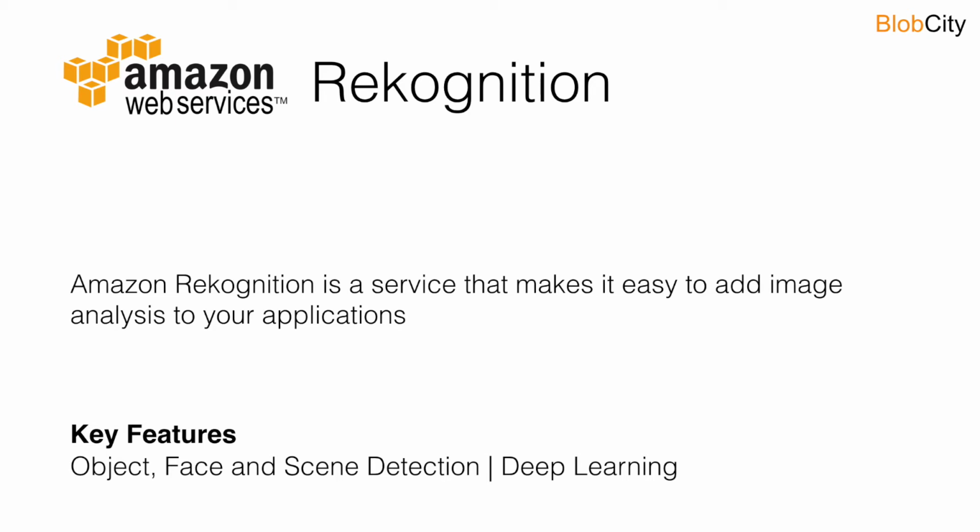Amazon Rekognition is a service that makes it easy to add image analysis to your applications. Rekognition is powered by sophisticated deep learning technologies that are mastered by Amazon to deliver good pattern recognition response. Rekognition is suitable for object and scene detection, facial analysis, face comparison, and face recognition.